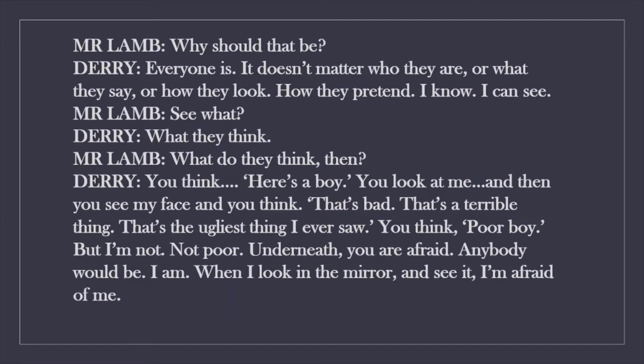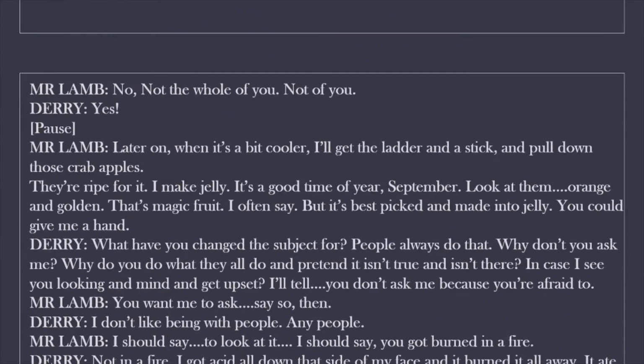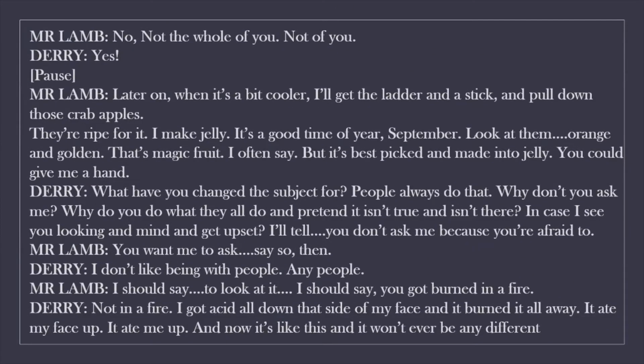Mr. Lamb will also feel pity on him, but in his heart, he will also be scared of Derry. Then we see Mr. Lamb said that he wasn't afraid of Derry. Derry was shocked to hear that.